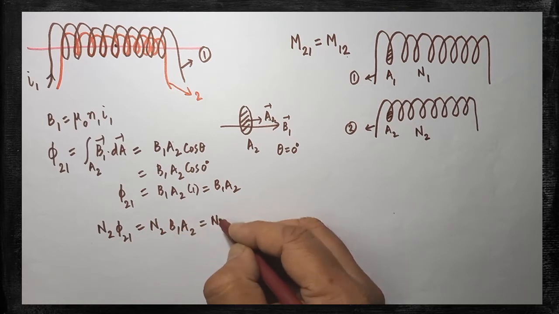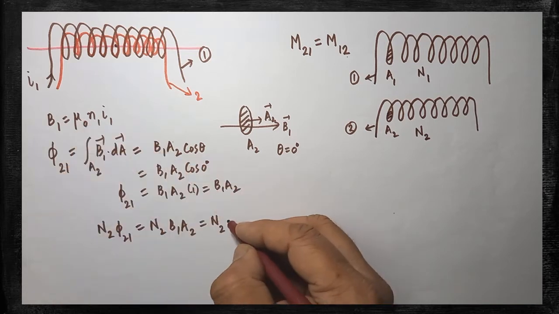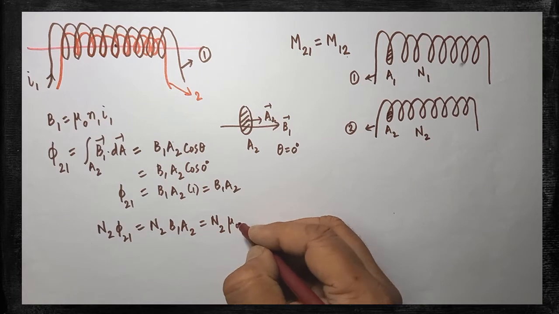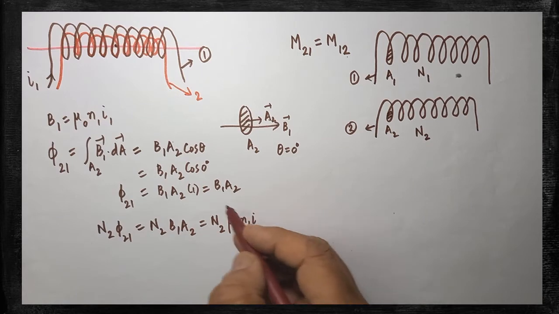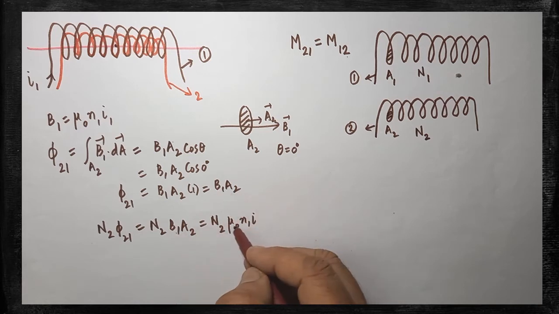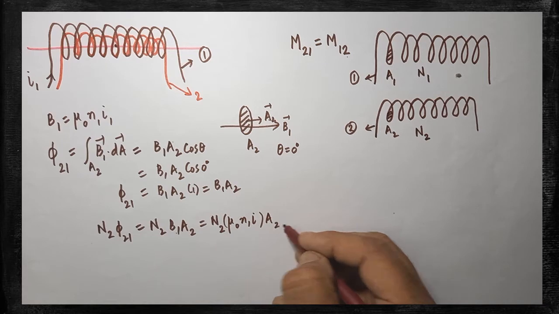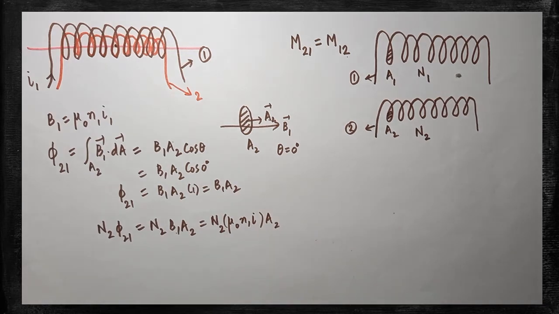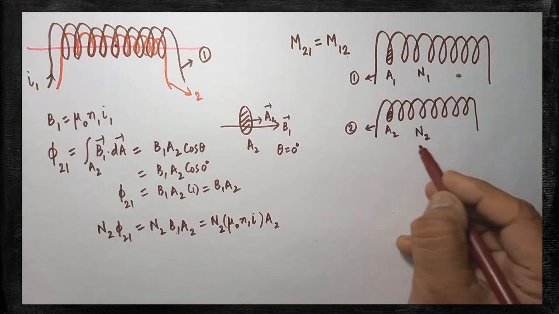First I will explain. Clear? This one is to be substituted. B1 is already found out. Substitute here: N2 mu naught N1 I1. Instead of B1, I have substituted this factor. What is the remaining thing? A2 is the remaining thing. Could you understand? Now, what is N2? N2 is nothing but the number of turns in the second coil.